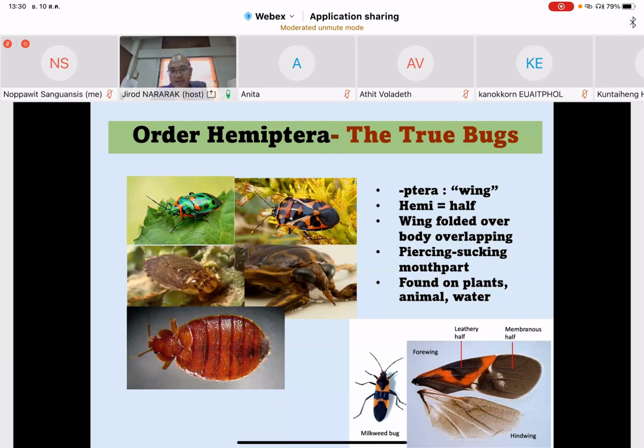Another characteristic is their piercing-sucking mouthparts, so they feed on plants. Some species feed on human blood, like the bedbug, which also belongs to the order Hemiptera, and some are predators. They feed on prey, like the water bug here, I think.